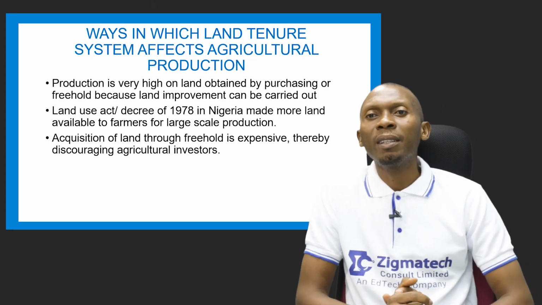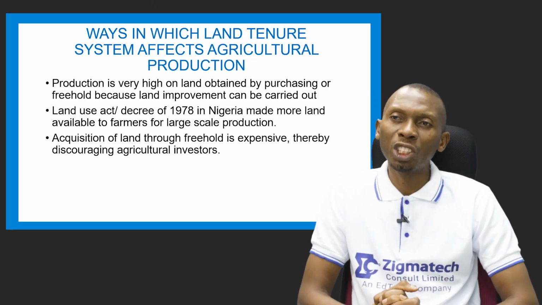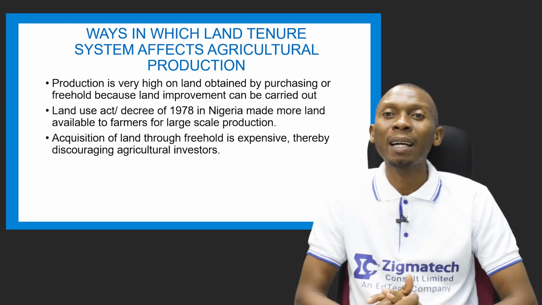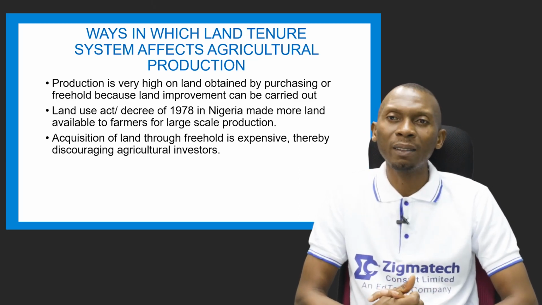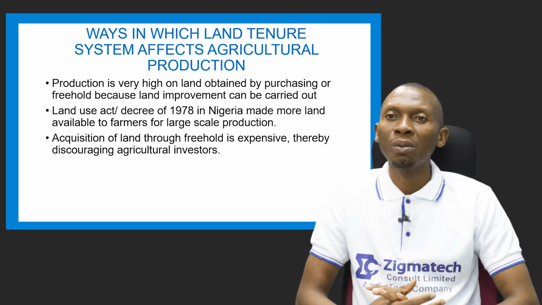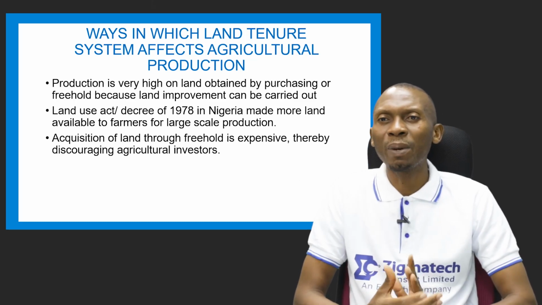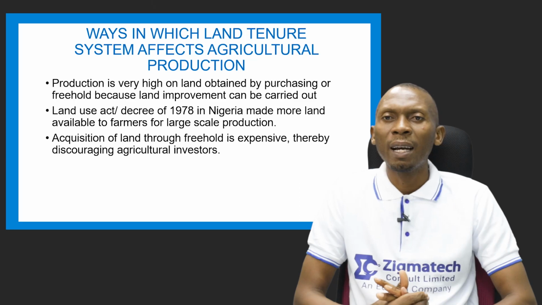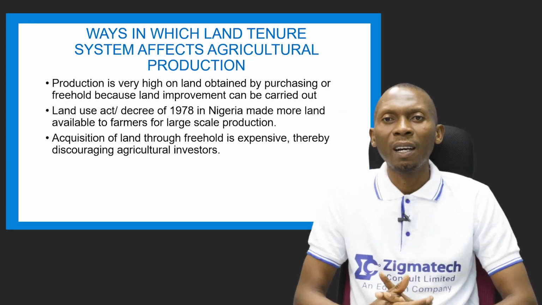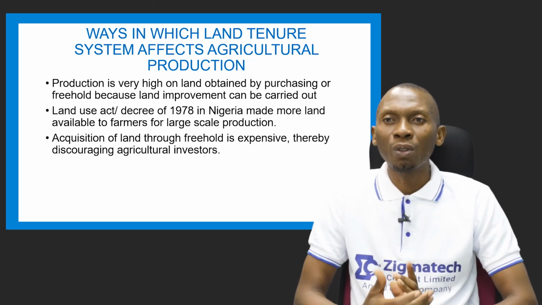Now, production is usually very high on land obtained by purchase or by freehold. Why is this so? Because the farmer can carry out some land improvement on the farmland obtained. He could work on the fertility, he could carry out some farming practices like crop rotation, and all of this could help to improve the fertility of the soil or of the land, thereby leading to high production.